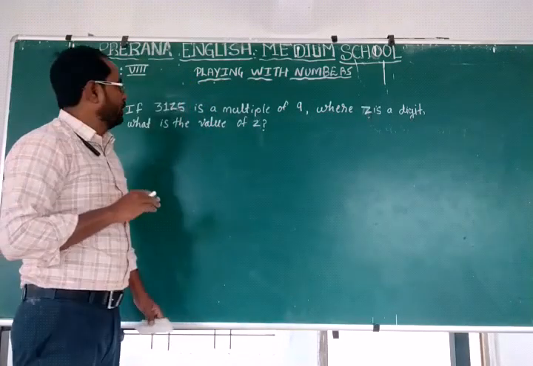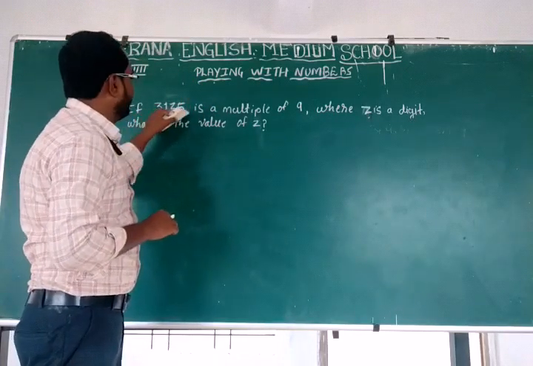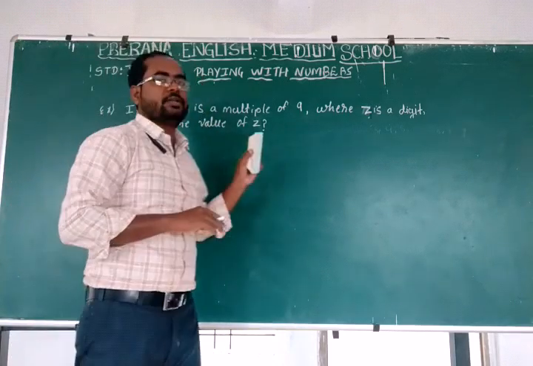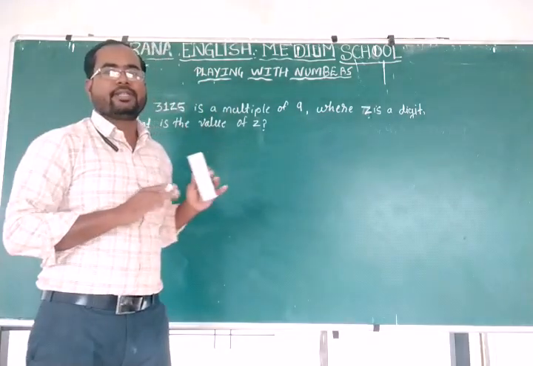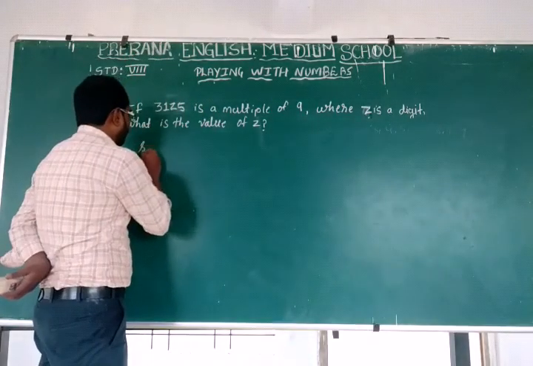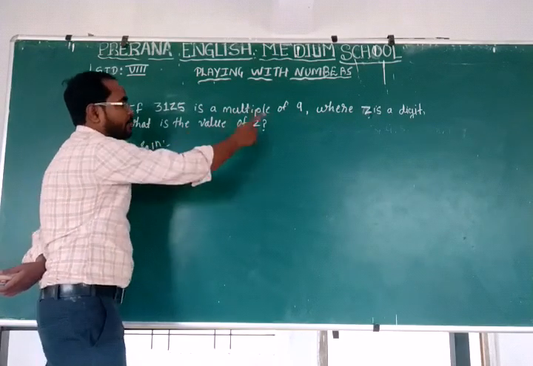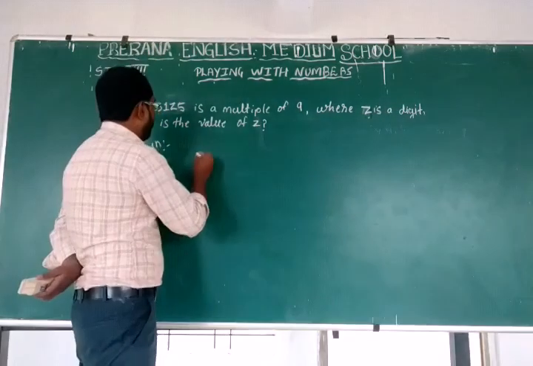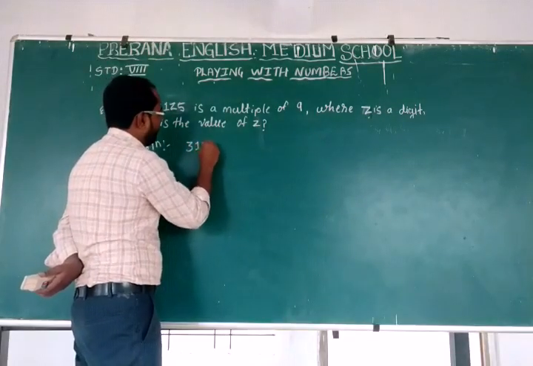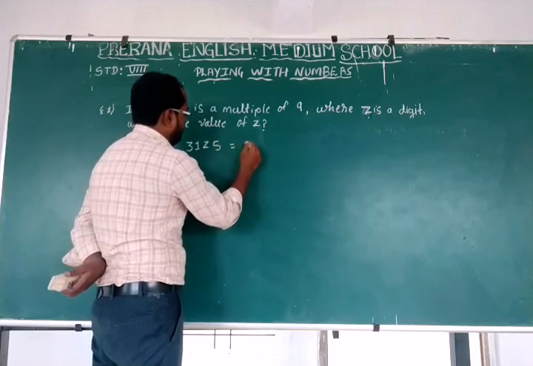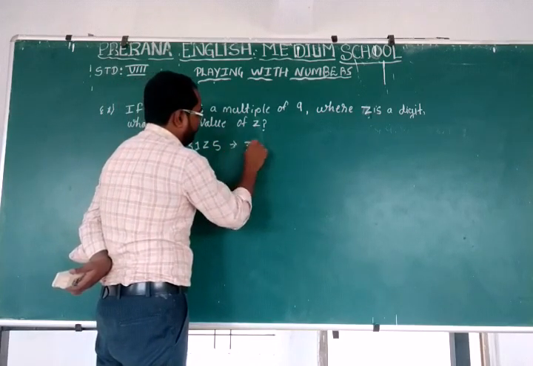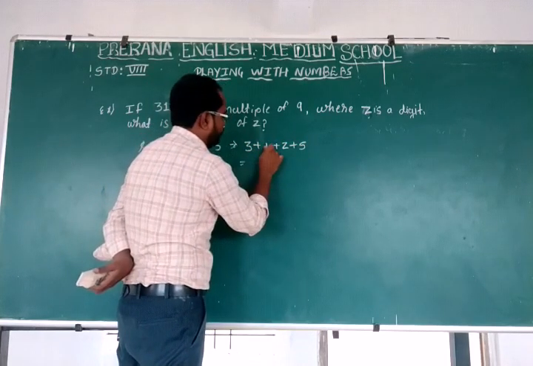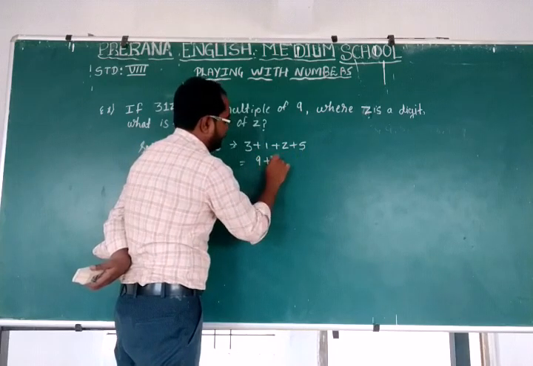We'll solve the next example. If 31z5 is a multiple of 9, where z is a digit, what is the value of z? This is similar to the previous sum. First, we know the rule of divisibility. When it is a multiple of 9, that number is completely divisible by 9. Now add the digits of the given number: 3 plus 1 plus z plus 5. On adding, we get 9 plus z.